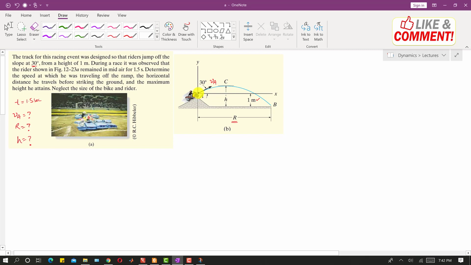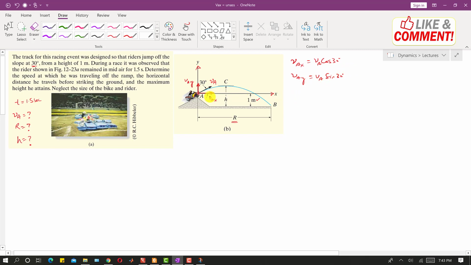So let's say that this point A is our origin and the coordinates at this point are 0, 0, since it's our origin, and the positive x direction is in this direction and the positive y is vertically upward. Let's say the initial velocity is VA and it makes 30 degrees with the positive x-axis, so this velocity will have two components. This will be VAX and this will be VAY. VAX will be equal to VA cos 30 degrees, and similarly VAY will be equal to VA sin 30.